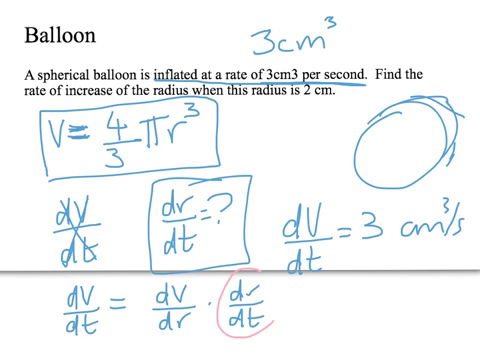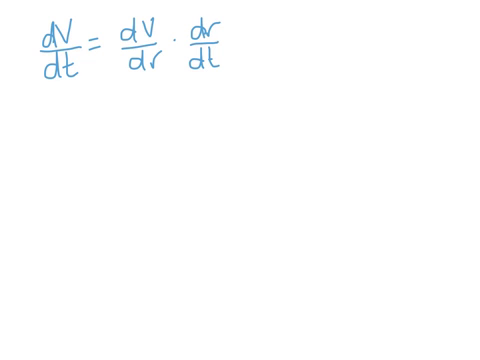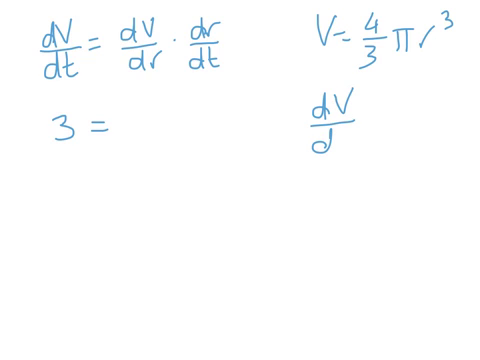The difference is this time we are going to be solving for dr by dt. So we're going to do that on the last slide. So dV by dt is equal to dV by dr times dr by dt. Now we got told dV by dt, so we can substitute that in straight away. Let's try and remember what it was. dV by dt was 3. Okay, so 3 is equal to, we had this, so dV by dr is 4 pi r squared.